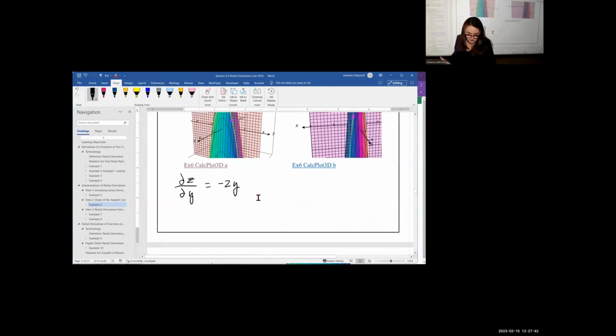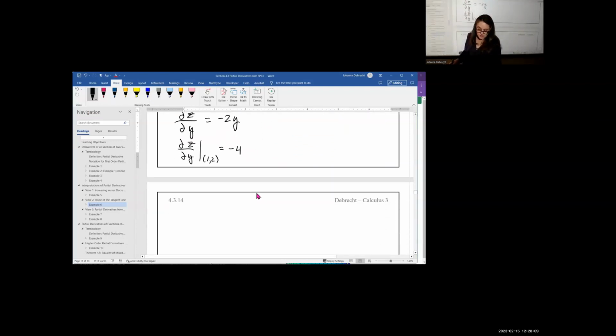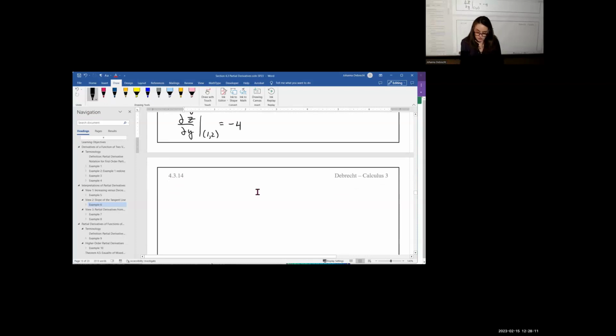(1, 2, 2). All right, so now I'm going to evaluate the partial of z with respect to y at the point (1, 2), or (1, 2, 2). You can write it either way. This is the point in the domain, or (1, 2, 2) is the full point on the surface. And this is going to give me negative 4. That means the slope of the tangent line has to be negative 4. Now the next thing we do, of course, is represent the function as a vector valued function of x and y.